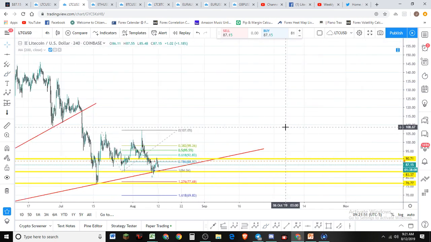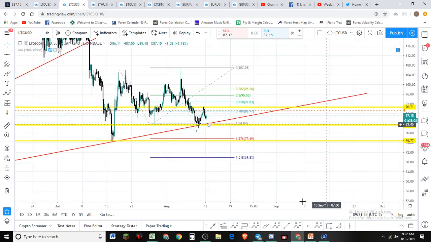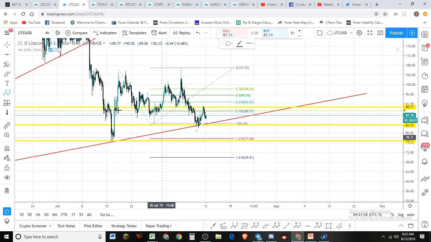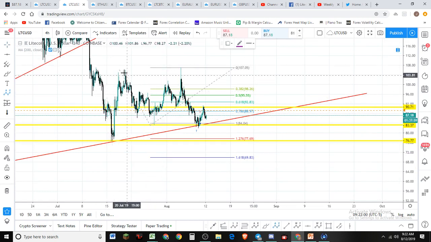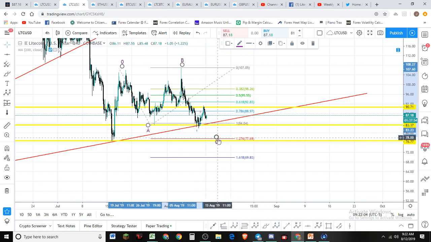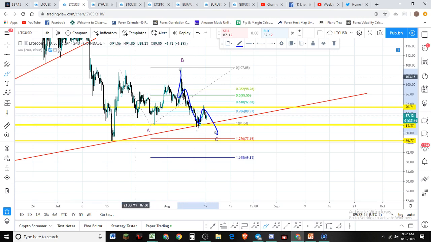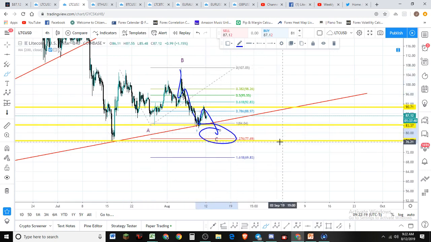If we're going up, I believe we're making the... This was a flat, an expanded flat. I think we're going to double bottom or come close to it. That's my targets down here to the downside. I'm seeing 5 waves here. 1, 2, 3, 4, and we got to come down for 5, and that would be our ABC right there. So looking for a target down here about $77, $78 in that ballpark.